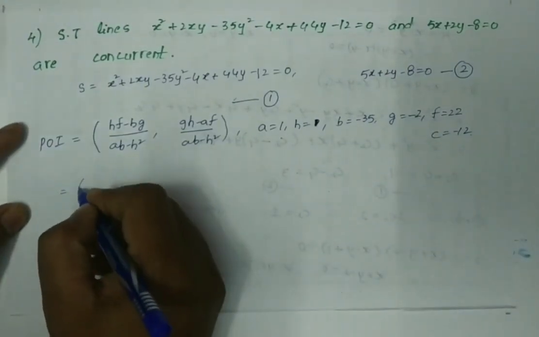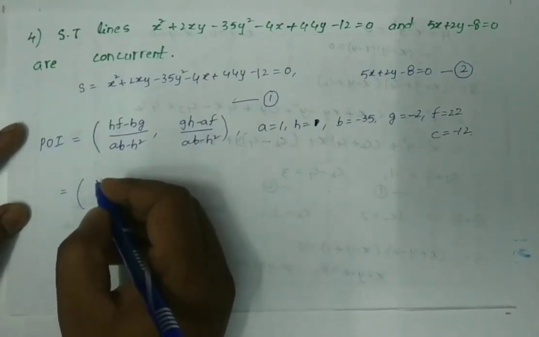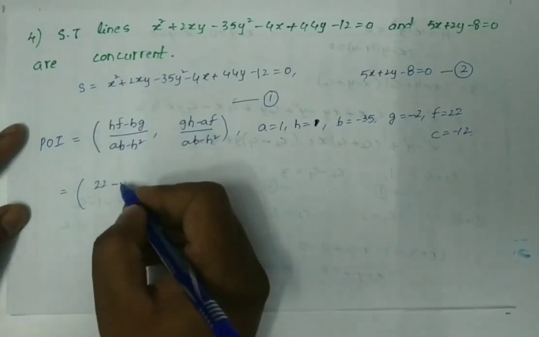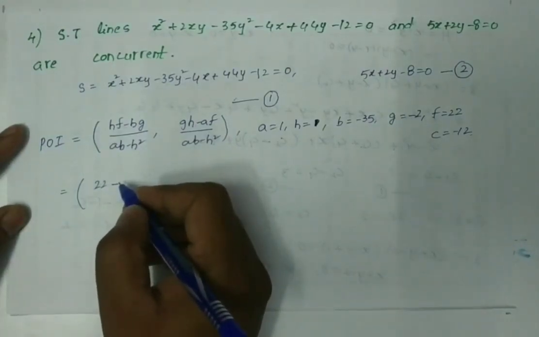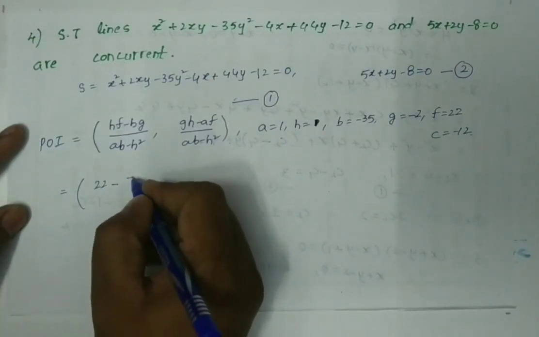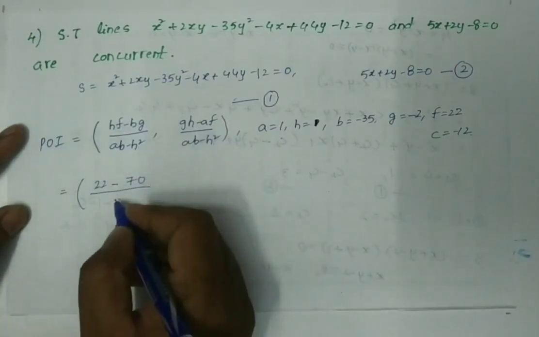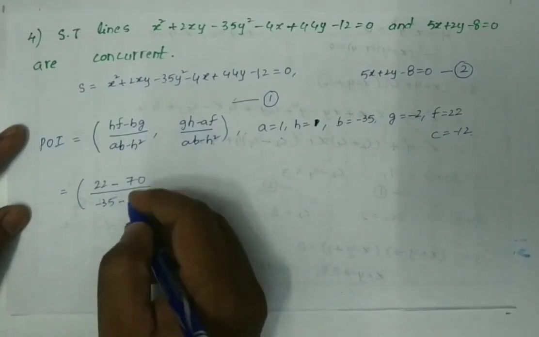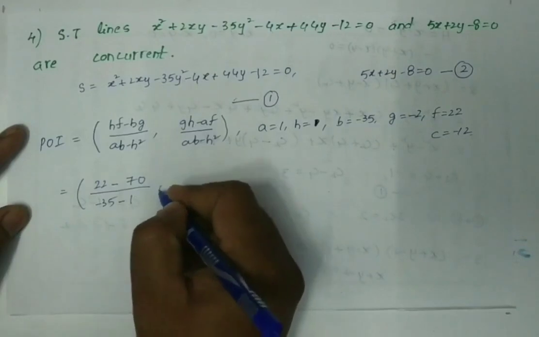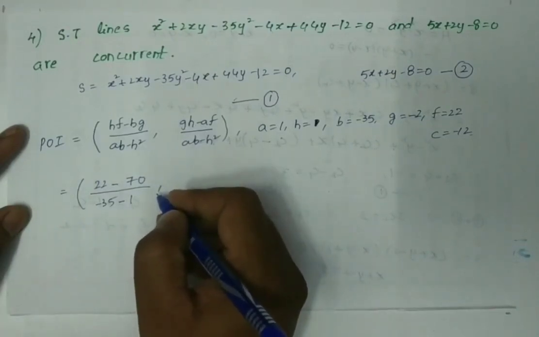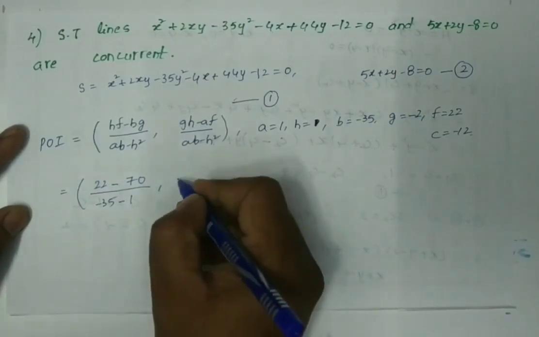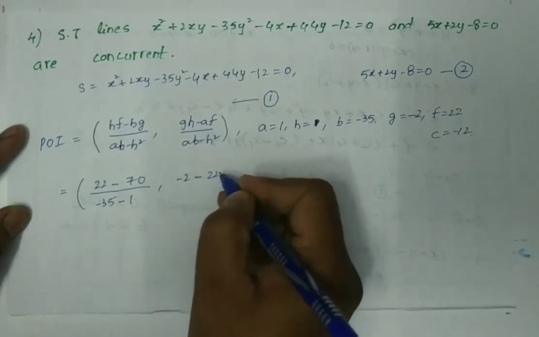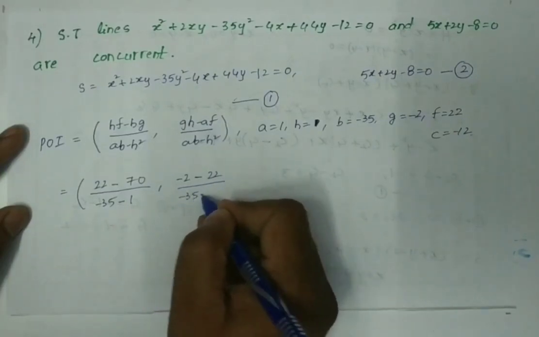We get hf, which is h is 1, f is 22, minus bg, which is minus 35 into minus 2, that is minus 70, divided by ab, which is 1 into minus 35, minus h square, which is 1. Similarly, gh is minus 2 into 1, that is minus 2, minus af, which is 22, divided by minus 35 minus 1.